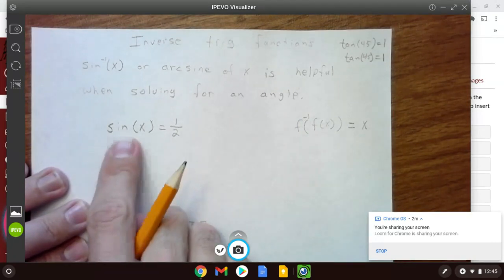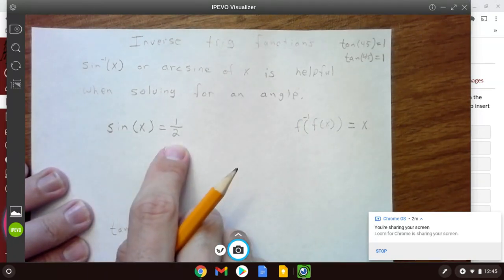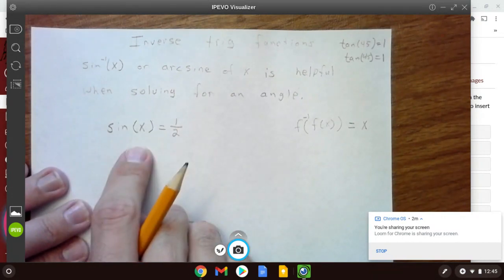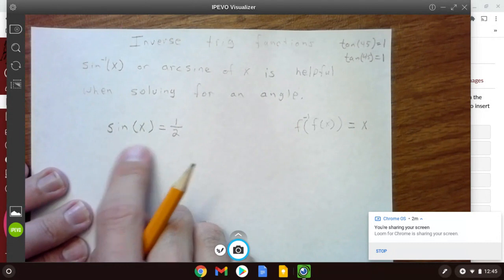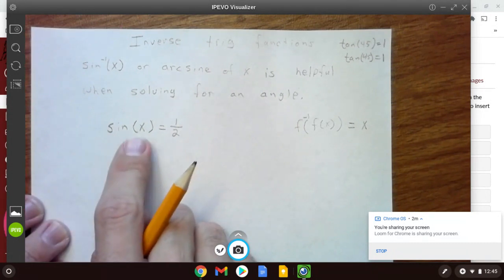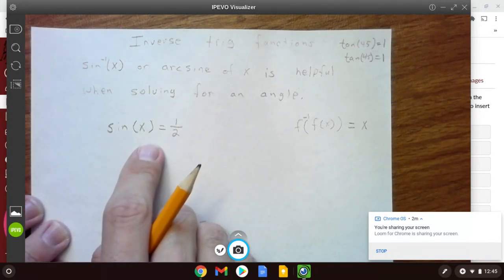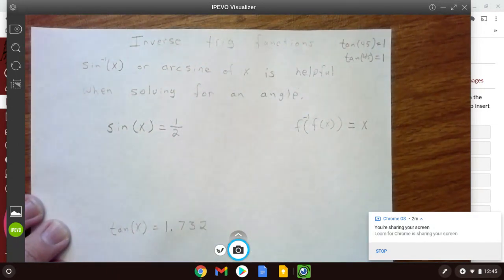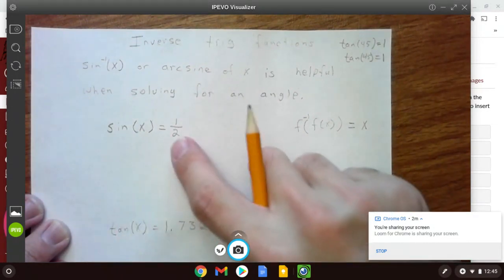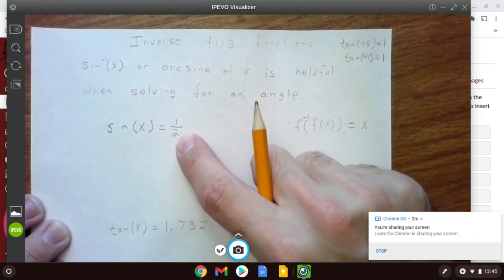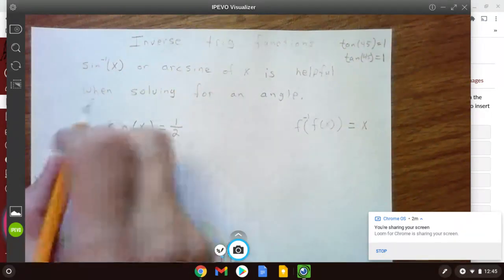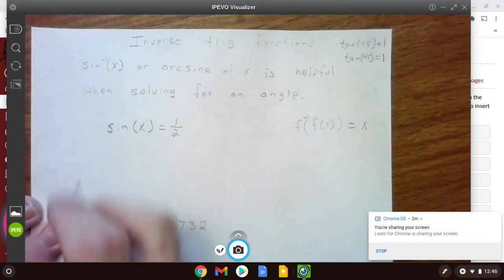We've got sine of some angle equals 1/2. If you saw the other video prior to this, then you already know the answer. They're searching for some degree measure so that the sine of that will equal 1/2. The way that we're going to figure this out is we're going to take the arc sine, or the inverse sine, of 1/2.